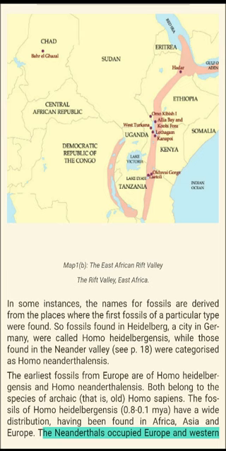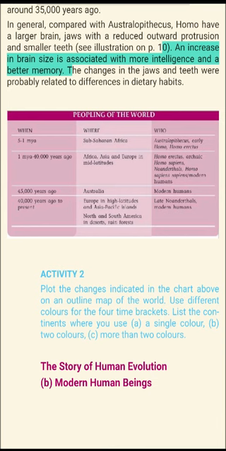The fossils of Homo heidelbergensis, 0.8 to 0.1 mya, have a wide distribution, having been found in Africa, Asia, and Europe. The Neanderthals occupied Europe and Western and Central Asia from roughly 130,000 to 35,000 years ago. They disappeared abruptly in Western Europe around 35,000 years ago.